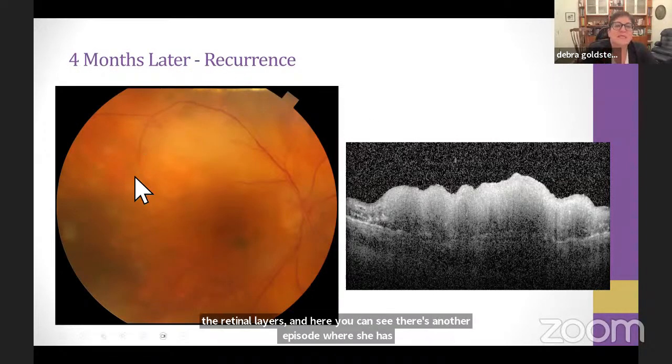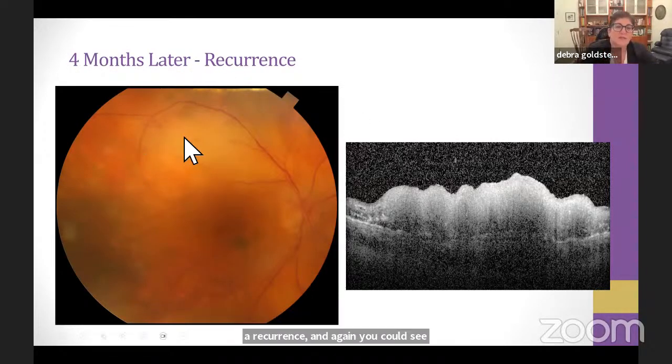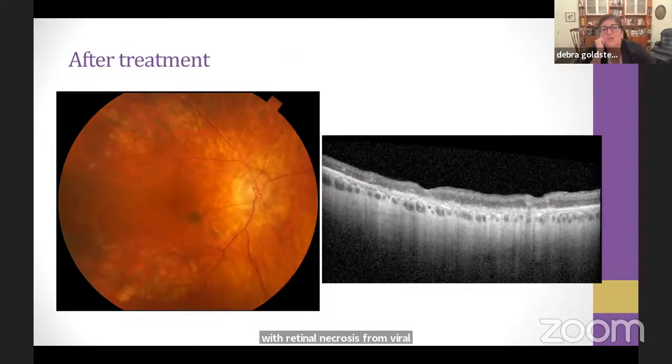And again, you could see this white retinal infiltrate that absolutely could be confused with viral retinitis. And again, on the OCT, you see this massive retinal thickening, which is actually much thicker than we get with retinal necrosis from viral infection. And here is after treatment. Here, the retina doesn't look great, but you still do see preservation of some retinal layers.